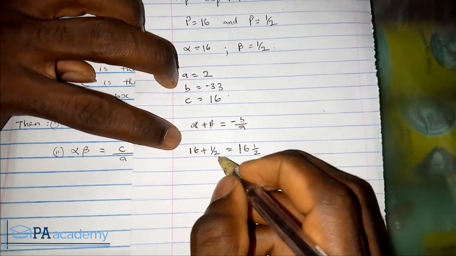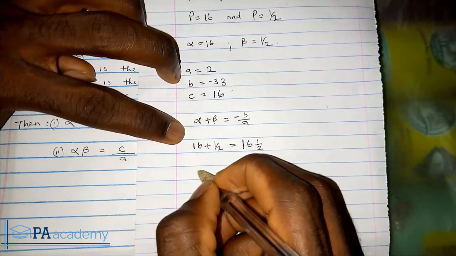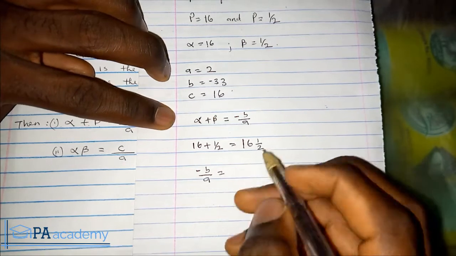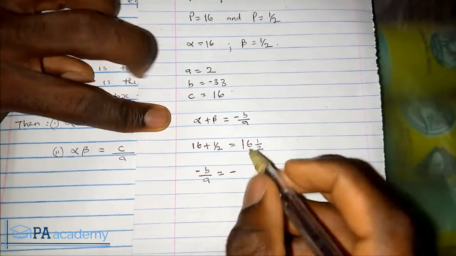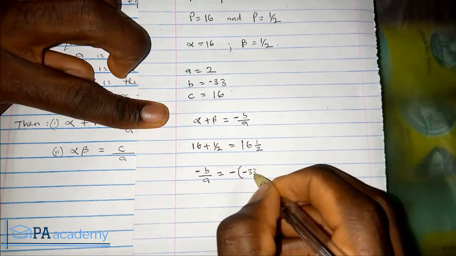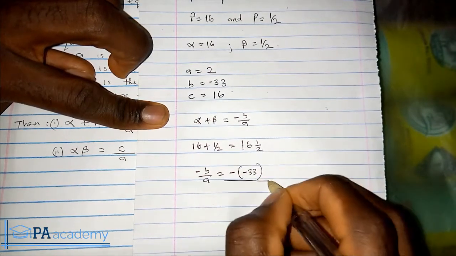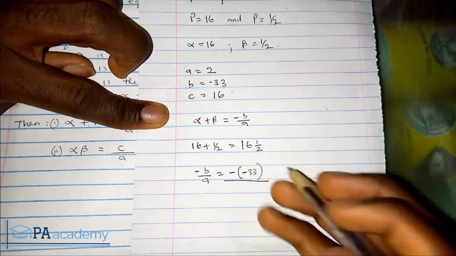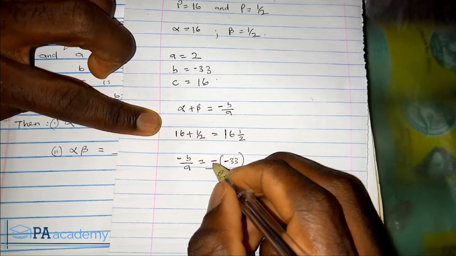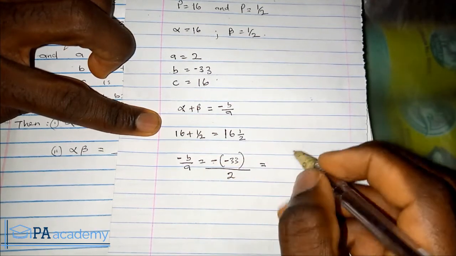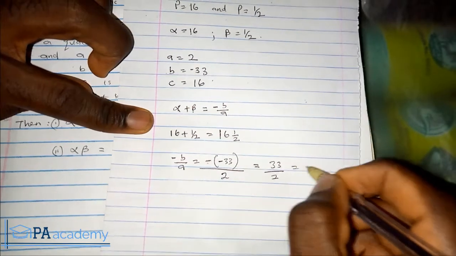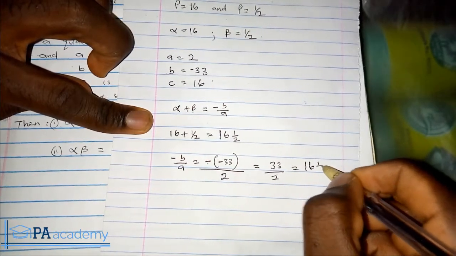Now let's look at minus b over a. What will minus b over a give us? So that will be minus, what's the value of b? This is the value of b, minus 33. Let's put that into brackets, minus 33, over, what's the value of a? 2. So minus minus 33 will give us 33 over 2. So 33 divided by 2 will give us 16 and a half.